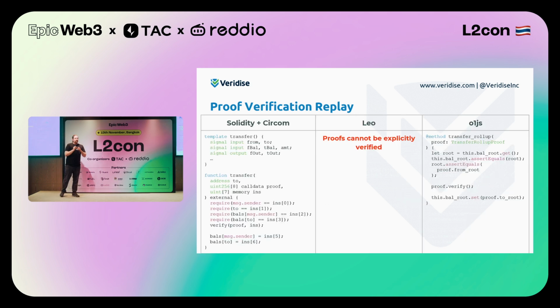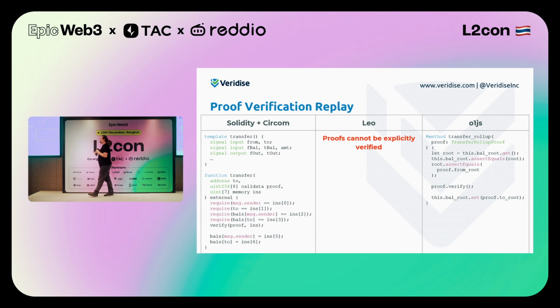And note, this only happens when a particular language allows explicit proof verification. Because if you're using something like Aleo, it's up to Aleo itself to make sure that proofs are actually unique, and it's not up to the user. So this only applies to Circom and Solidity and O1JS because they allow explicit proof verification. And we can see how this happens right here.